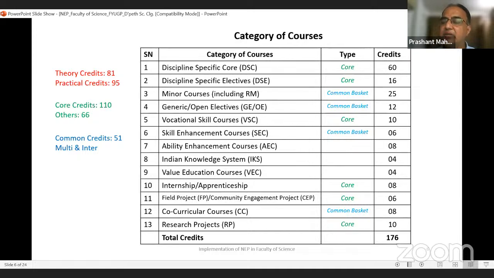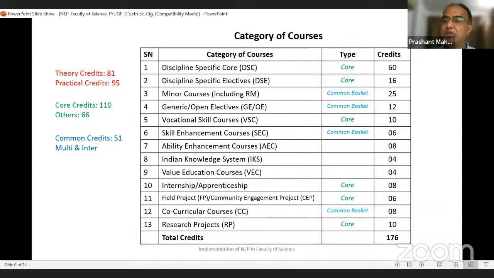And the reason for that is: who will set the paper, who will moderate the paper, who will evaluate the paper. In order to fix this responsibility, we have taken skill enhancement courses, generic and open electives. These two courses we have selected on the basis of the board. And in the table, in front of the subject, we have also written the board. So that board is responsible for everything related to that subject.